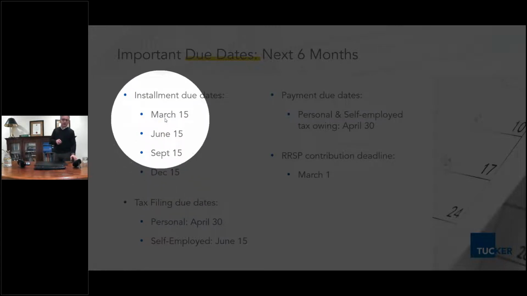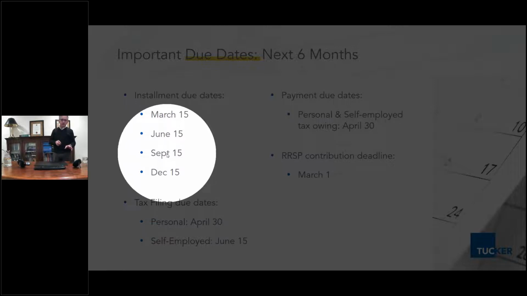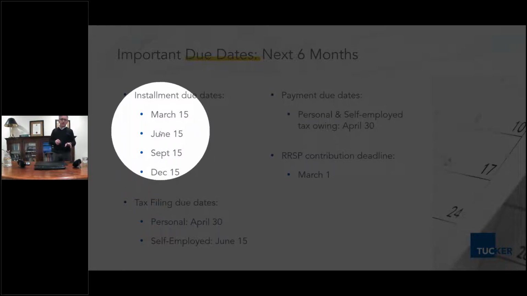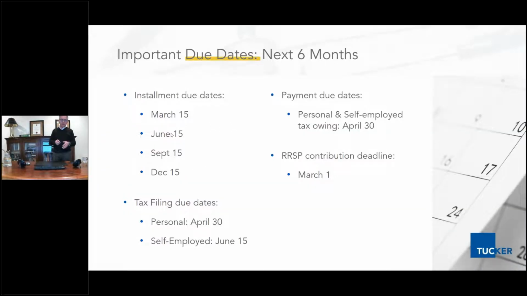So in your calendar, create an appointment. I would say by the 10th of each month, so that you've got enough time to respond, because even if you were to make a payment, it doesn't get received by the government until the following day. So you don't want to be making this payment on the 15th because it's going to be received on the 16th, and they will charge you interest for that day. These are the installment due dates.